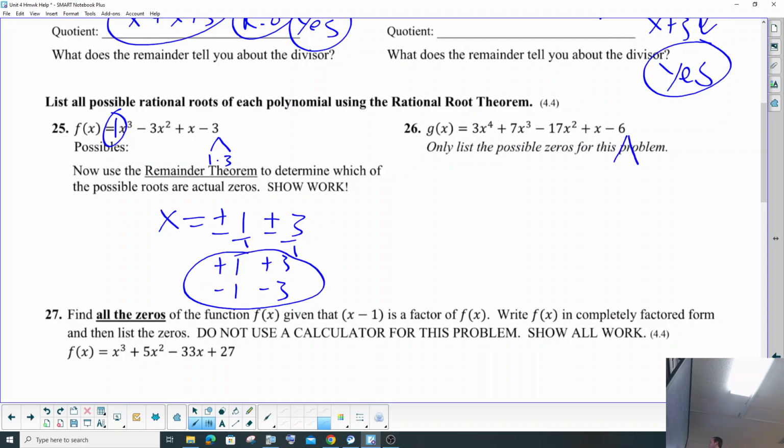But this one's a little different now. It only lists the possible zeros. So 2 times 3 and 6 times 1. So you do have plus or minus 1, plus or minus 2, plus or minus 3, and plus or minus 6. So that's 8 total.